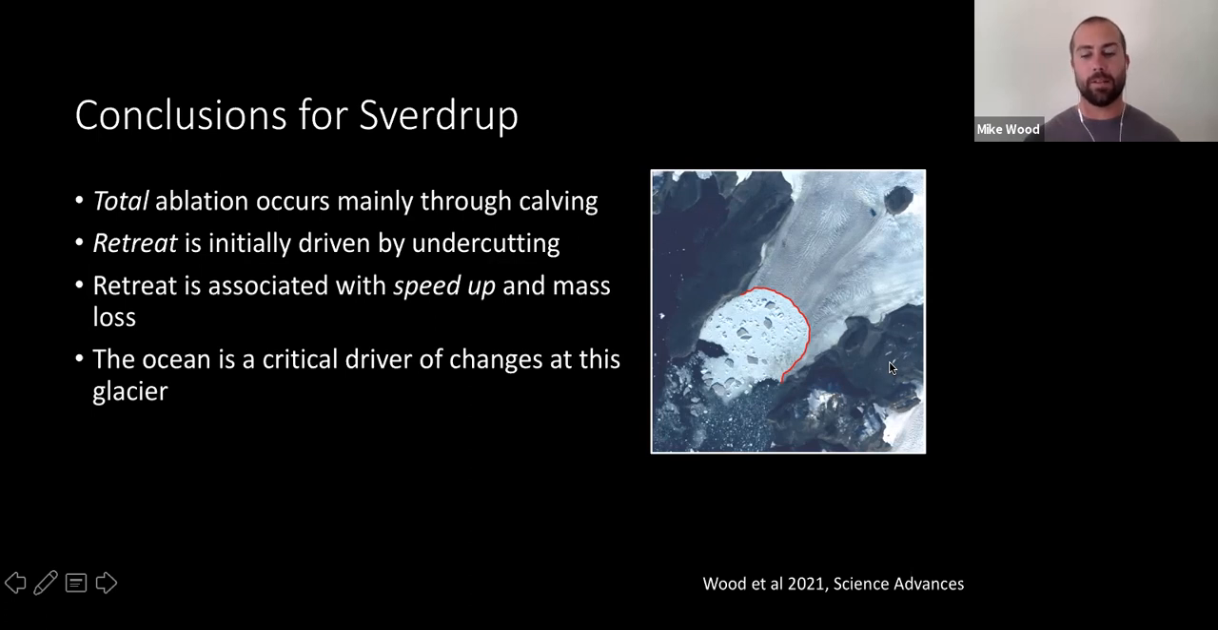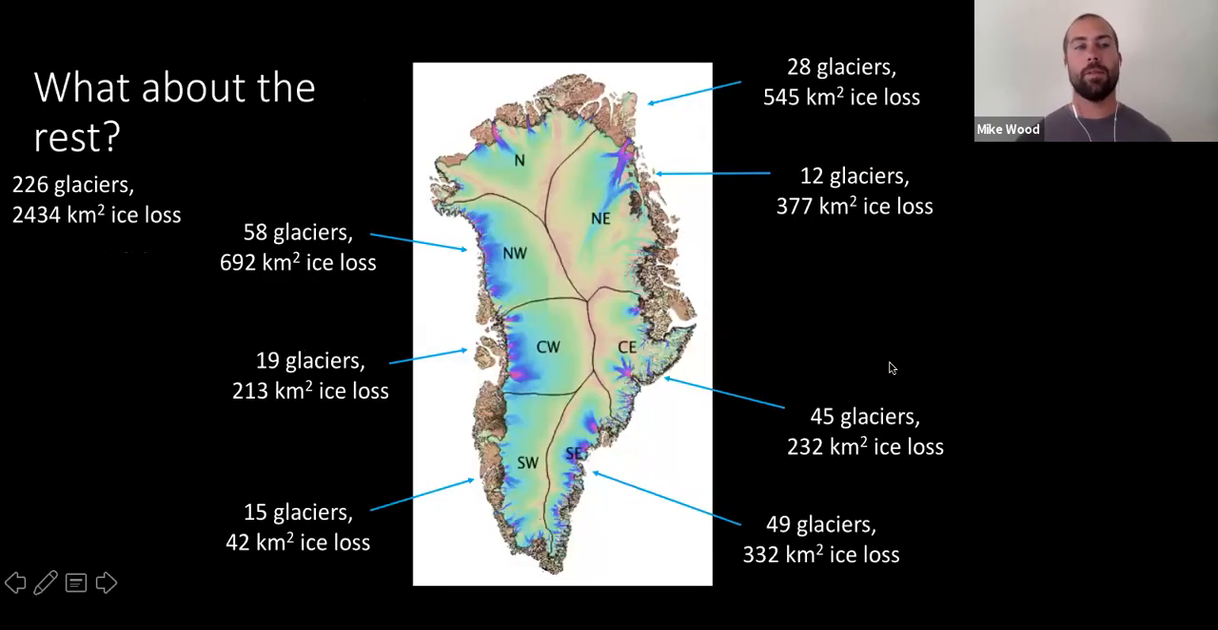So that's one glacier. What about the rest of them? There's over 200 glaciers in Greenland, depending on how you chop it up around different nunataks and everything, and what you count as being connected to the ice sheet. You might get slightly different numbers, but we count up 226 of them, and we track their retreat through time and tried to assess in the same way that we did for Sverdrup what the impact of the ocean on these glaciers would be.